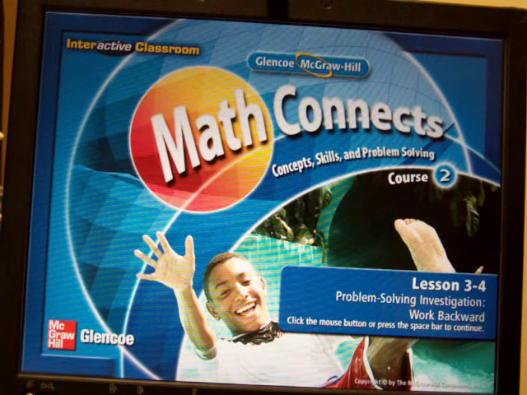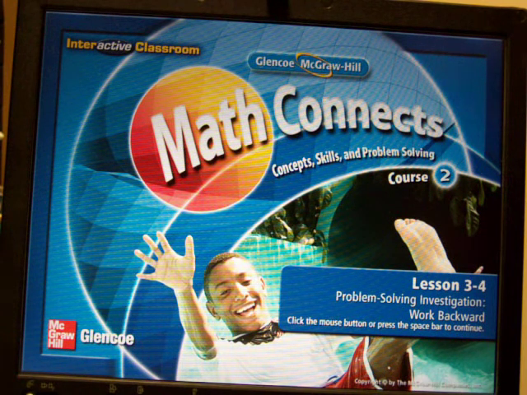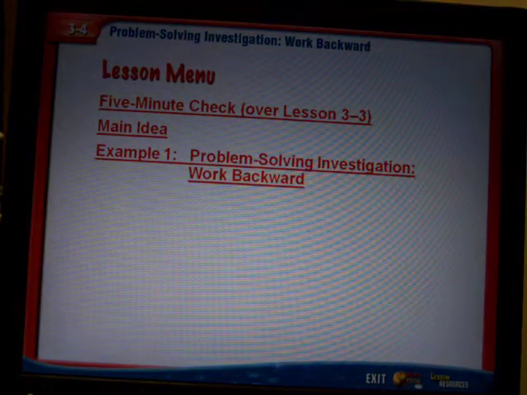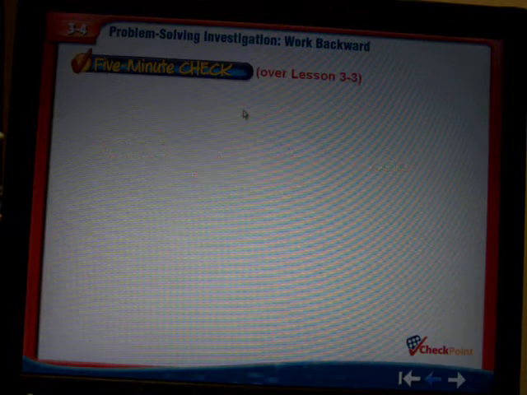Alright, this begins Chapter 3, Lesson 4, dealing with problem-solving investigations using the work backwards strategy. I know, everyone's favorite, problem solving, yay! At least it's not guess and check. Alright, let's go over and we'll see what you remember from your previous lesson.